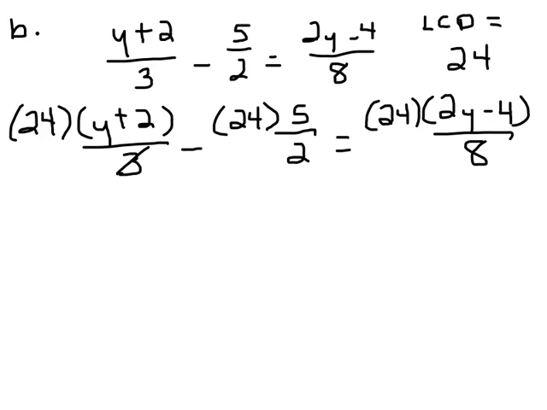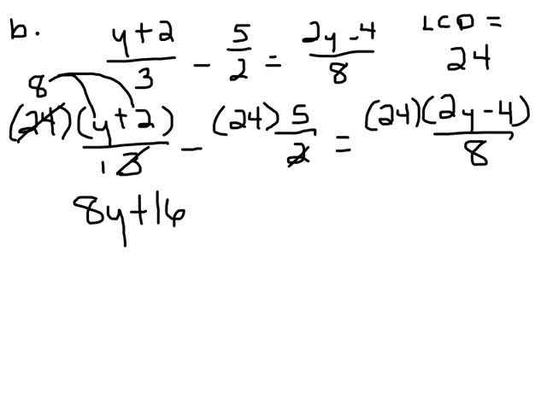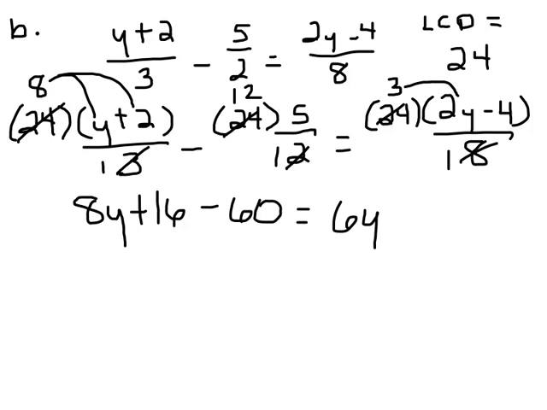Now I'm going to cross cancel. That becomes a 1. That becomes an 8. And 8 will distribute over both of these terms. 8y plus 16. That becomes a 1. That becomes a 12. And 12 times 5 is 60. That becomes a 1. This becomes a 3. 3 times 2y is 6y. And 3 times negative 4 is negative 12.